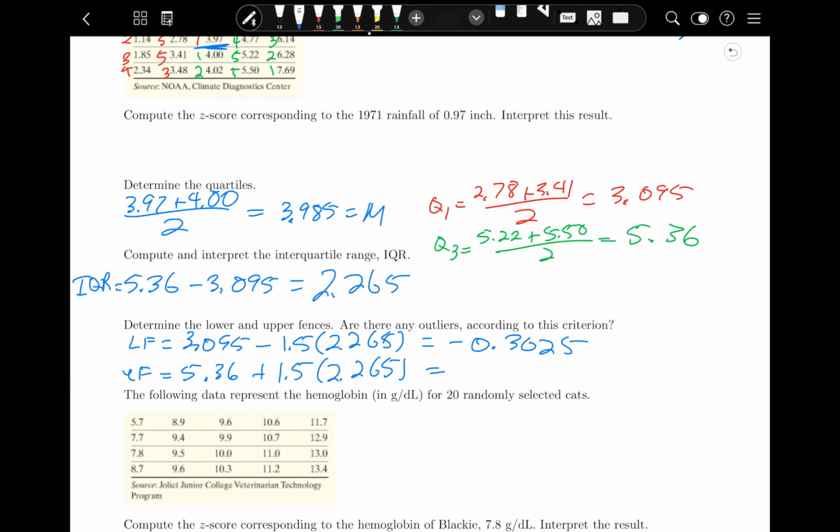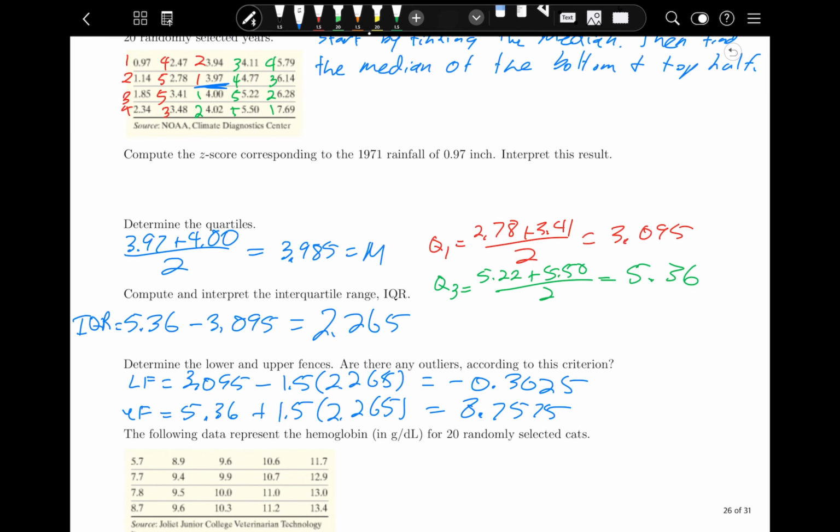On top, we get 8.7575. And if you look, there's no data values greater than that, so there are no outliers. All of the data falls between these two numbers, so therefore there are no outliers. Okay, so that's the idea of how this works.